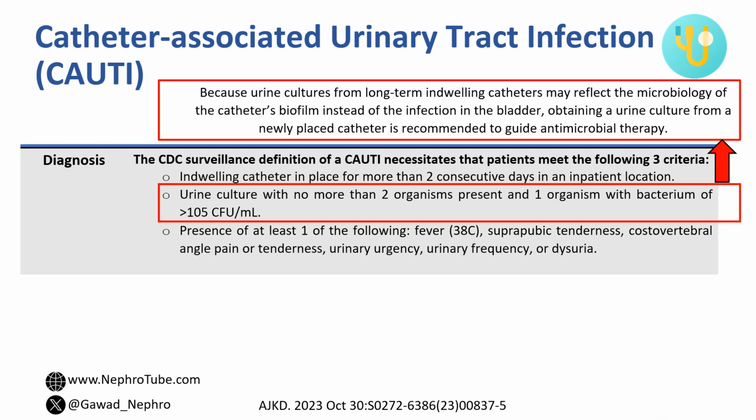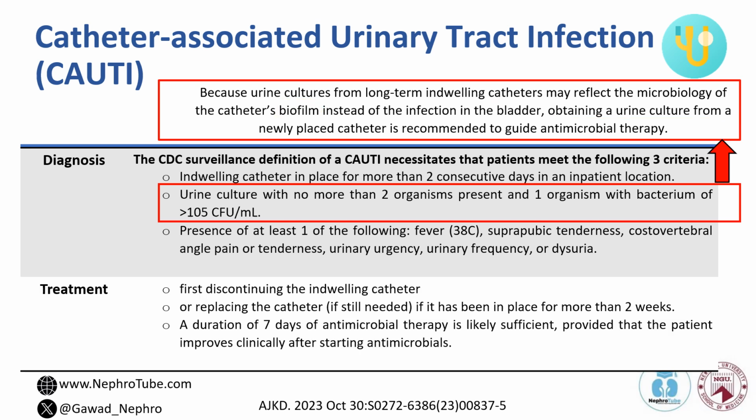Important point regarding the collection of the urine culture. Don't collect urine for the urine culture from the old infected catheter, but obtain the urine culture from a newly placed catheter. Why? Because the old long-term catheter may have a biofilm that is already a source for bacteria, and this may confuse you. The bacteria under the biofilm of the catheter may not be the bacteria that is causing the urinary tract infection. So remove the old catheter and get a urine sample from a newly placed catheter.